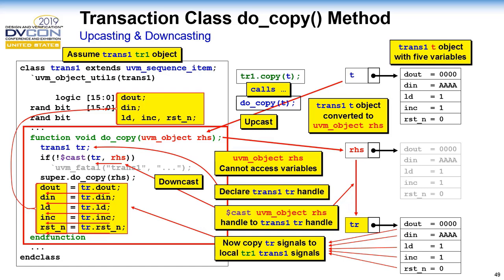And so this is part of the upcasting and downcasting. Whenever you use these do type methods, you're working with these prototypes that cannot be changed. So you're frequently declaring a transaction handle of the type you care about, and you're casting the RHS handle, which is a UVM object, back to the type that you care about. Now, before I go to the next slide, notice here that in the do copy, I've called the transaction handle TR.